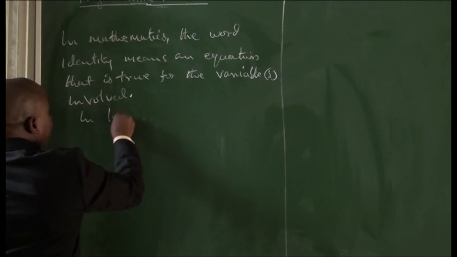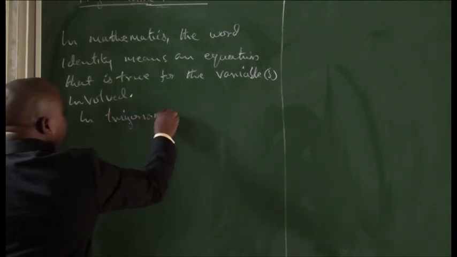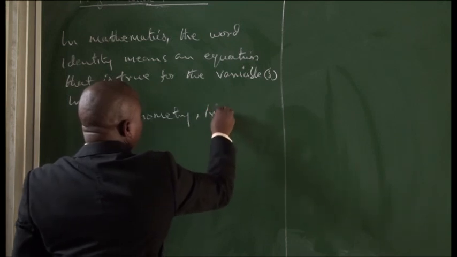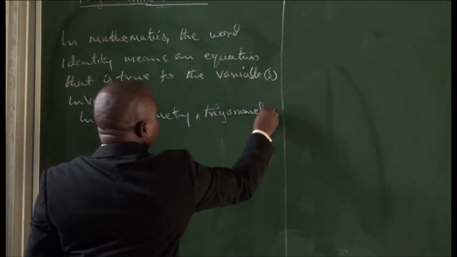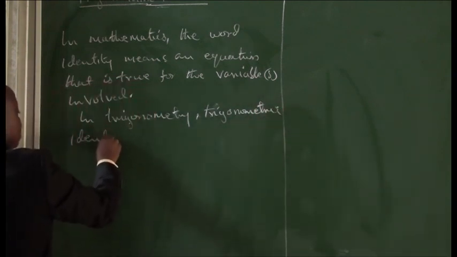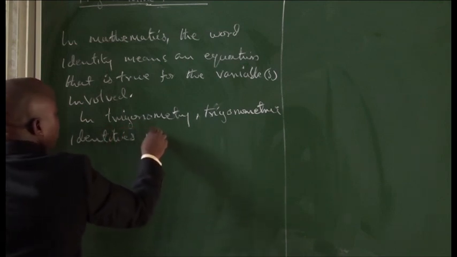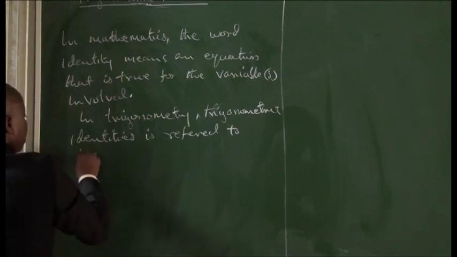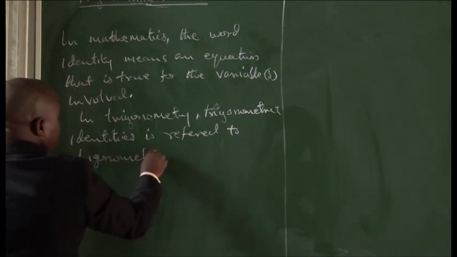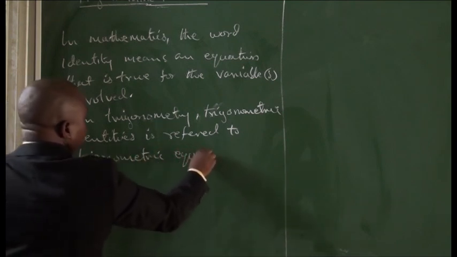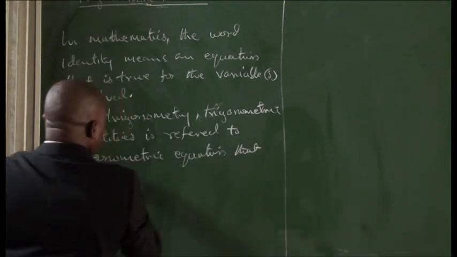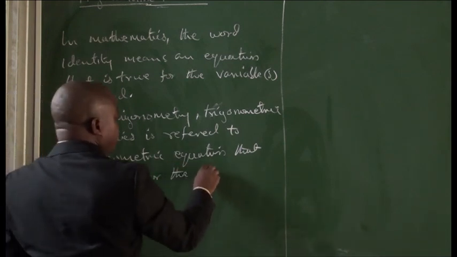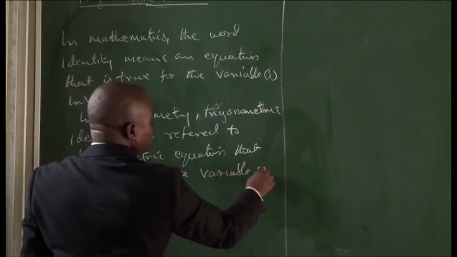Thus, in trigonometry, trigonometric identities is referred to as trigonometric equations that are true for the variables involved.